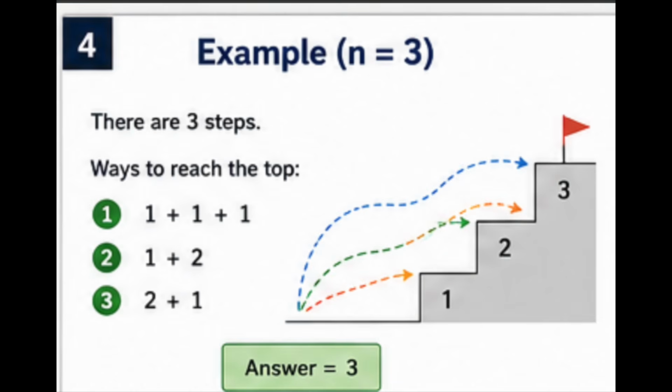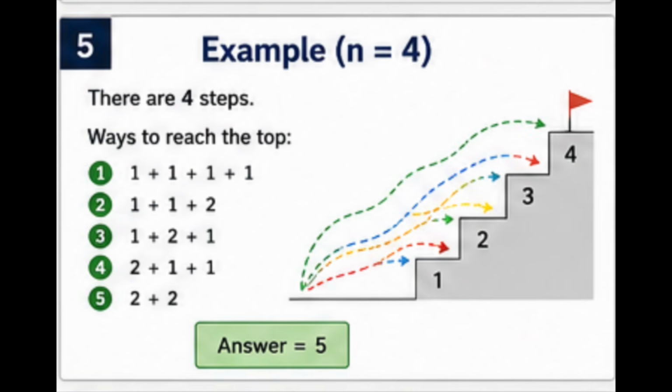Still easy. Let's try one more example. This time we have four stairs. Again, let's list every possible combination. After listing them, we get five different ways.